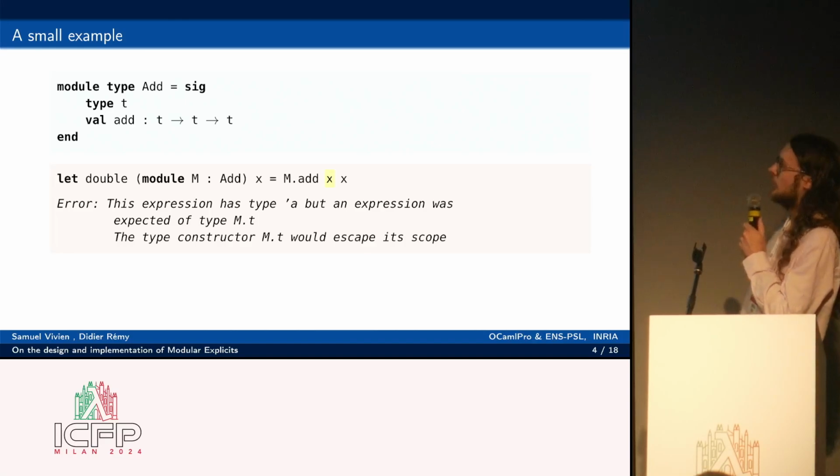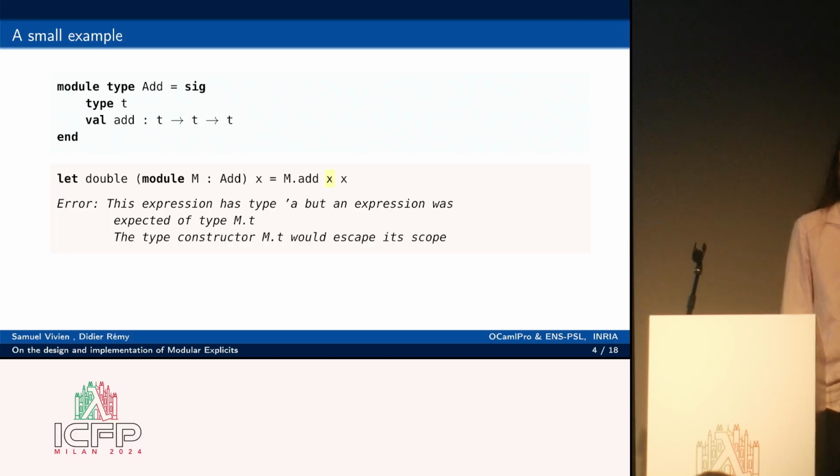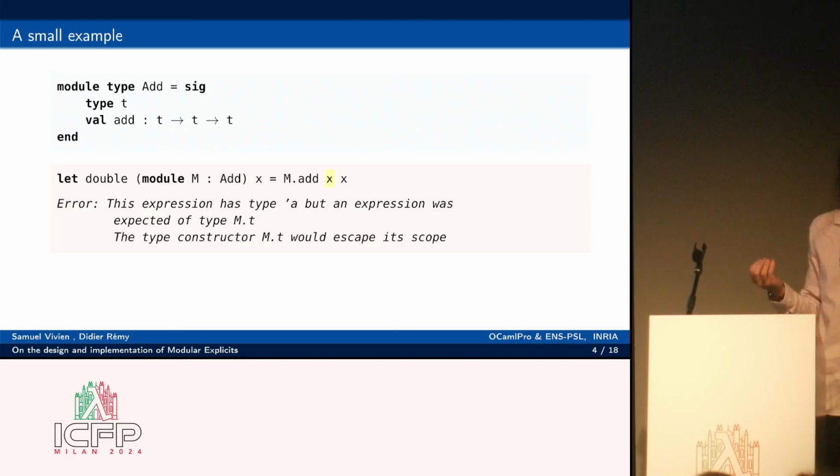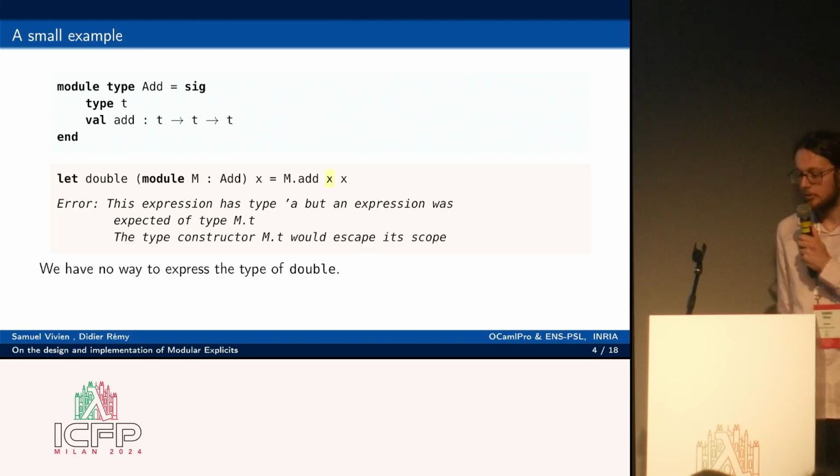And we have a small error message when trying to type this code saying that X is of type alpha and was expected of type m.t. So this is a bit strange, but the second line says us that, oh, it was a problem with scope. And the thing is, when someone sees this code, you might want to write it, but you have no way of writing the type of this code currently in the OCaml compiler. And this is why the code is rejected. You cannot write the type, so it cannot be typed.